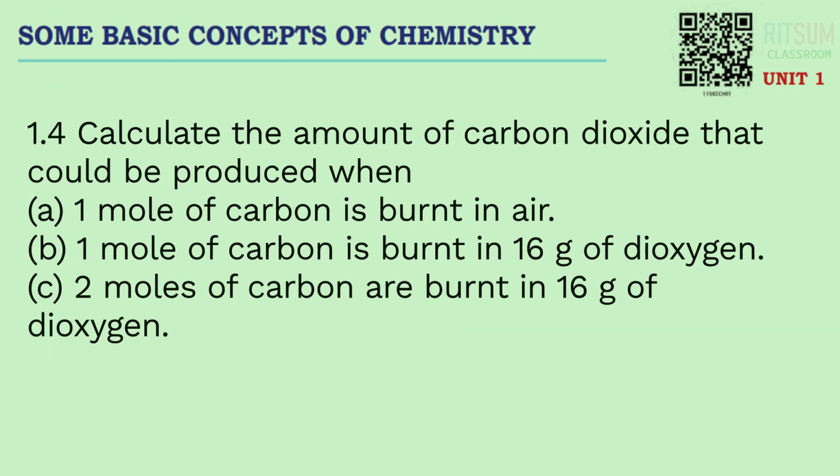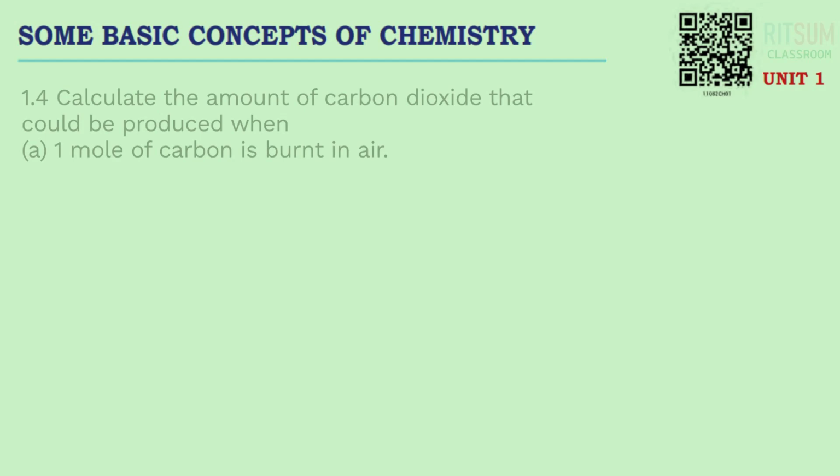Question number 1.4 is, calculate the amount of carbon dioxide that could be produced when A. 1 mole of carbon is burnt in air. B. 1 mole of carbon is burnt in 16 grams of dioxygen. C. 2 moles of carbon are burnt in 16 grams of dioxygen. Let's take up part A.